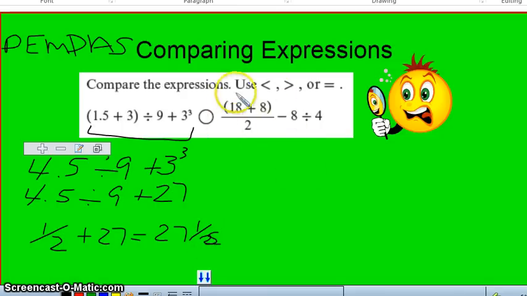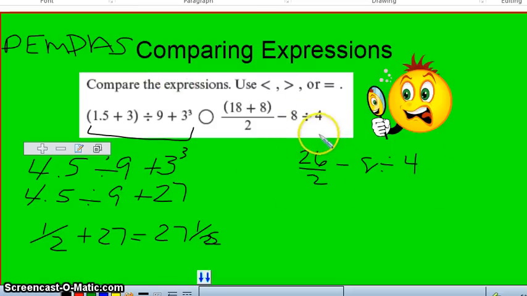Okay, so now we have to decide, is this right side greater than, less than, or equal to what we got for this left side? So again, we're going to go through and do our order of operations. We're going to start with parentheses. So we've got 18 plus 8 plus 26 minus 8 divided by. And then we go into exponents. There's no exponents to simplify here.